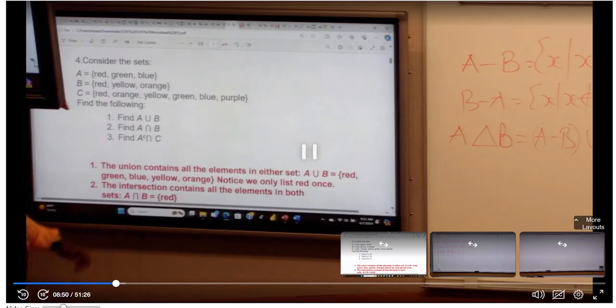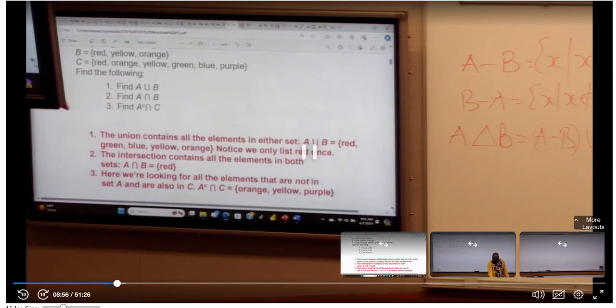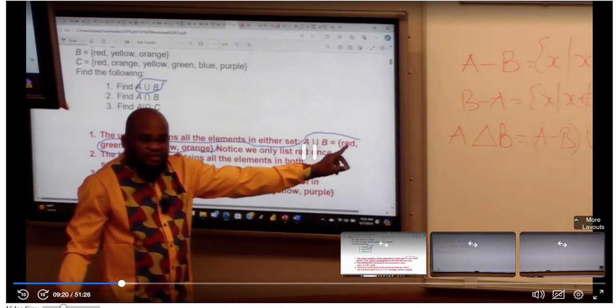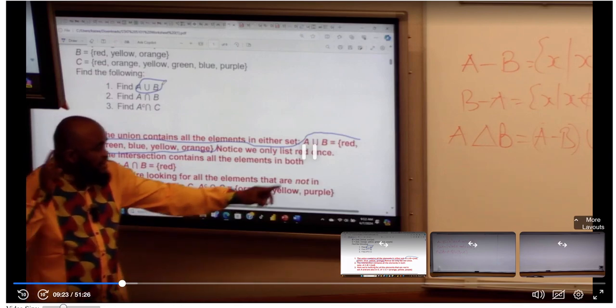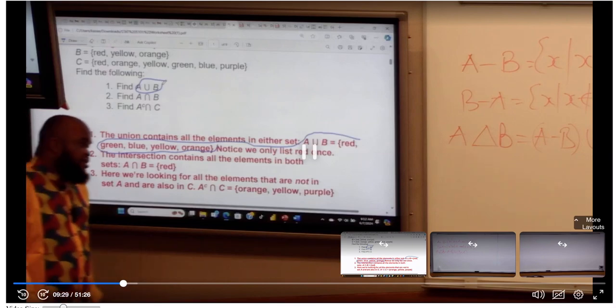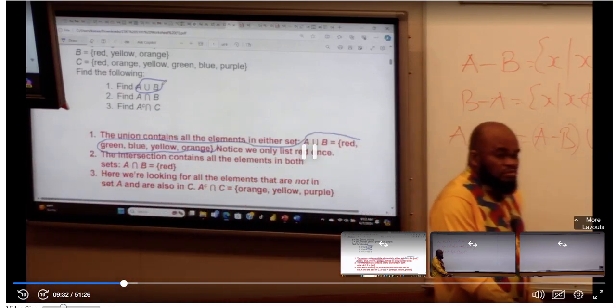Give me 1 second. I need to take a look at this. Okay, that is the union that I talked about. You can see I did not write red twice. I only wrote it once: red, green, blue. You can see that as a union. If they have any element in common, we're not going to repeat it.